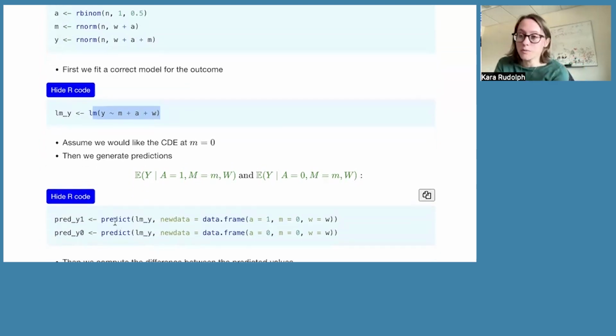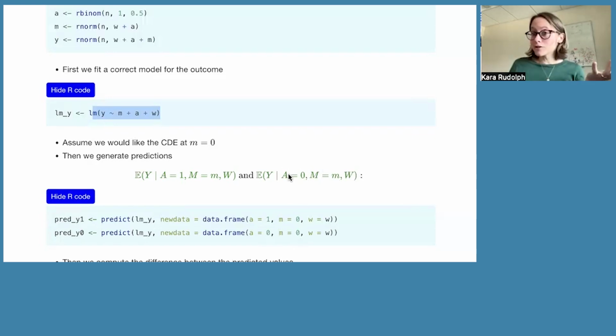We're going to use the predict function in R. We're going to predict from this linear model that we fit under a copy of our data. So that's this part. We're just copying our data, but we're setting A equals 1, M equals 0 in one data set, getting these predictions. That's this green component up here. Second, we're setting A equals 0, M equals 0, generating those predictions. And that's this green component up here.